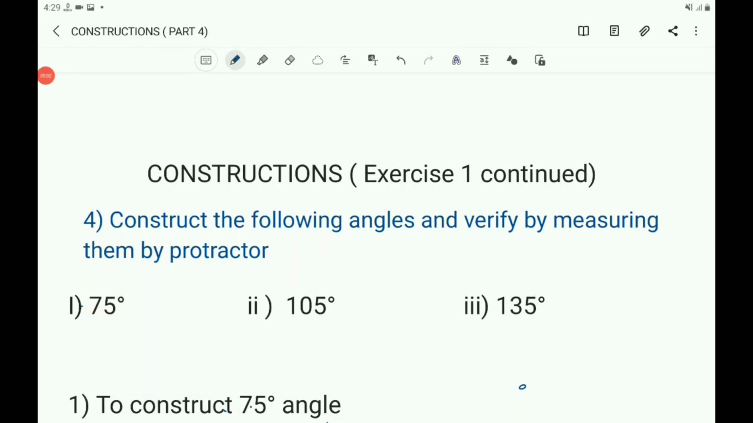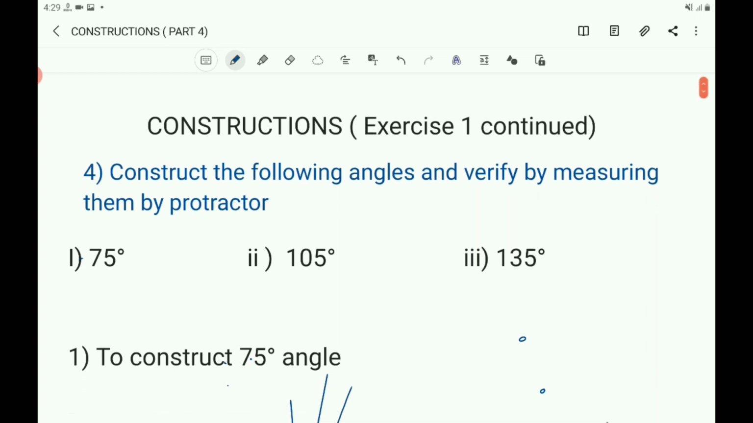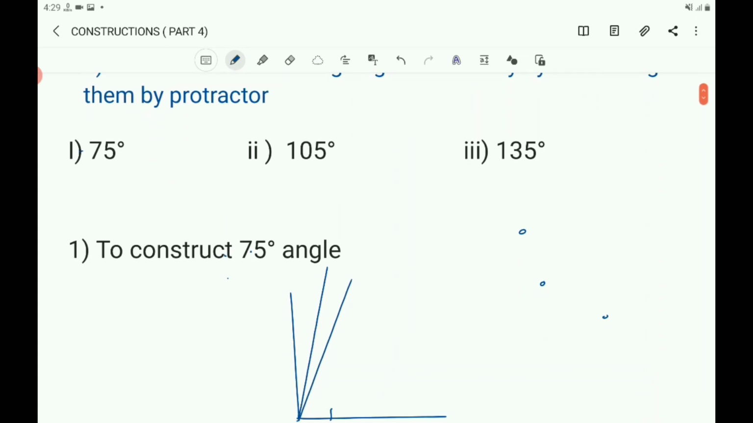Children, let us continue the chapter constructions. Now let us continue the exercise 1 of the chapter, the fourth question. Construct the following angles and verify by measuring them by protractor. The angles are 75 degree, 105 degree, 135 degree. Now first let us construct 75 degree angle.